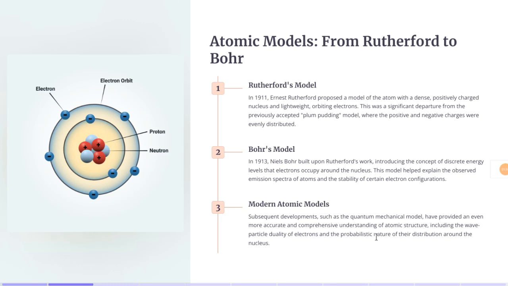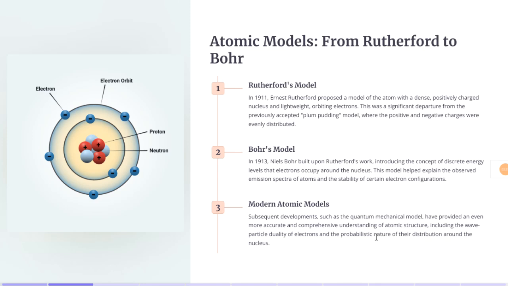Bohr's model. In 1913, Niels Bohr built upon Rutherford's work, introducing the concept of discrete energy levels that electrons occupy around the nucleus. This model helped explain the observed emission spectra of atoms and the stability of certain electron configurations.